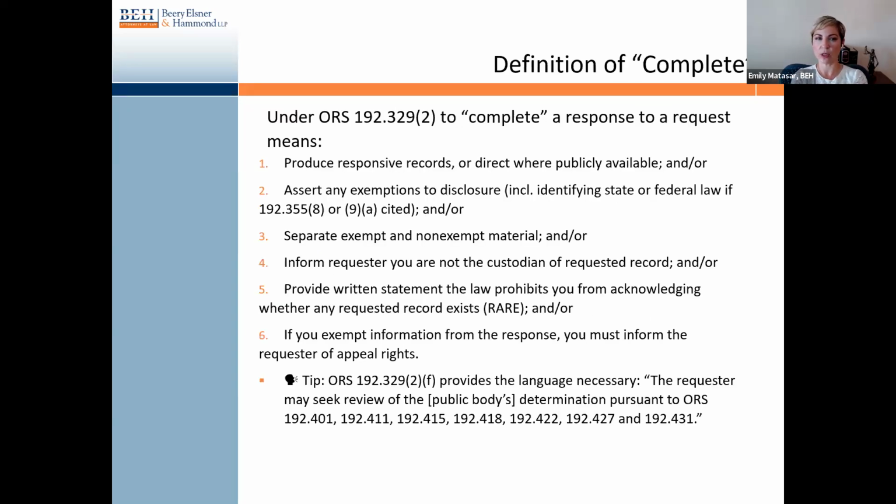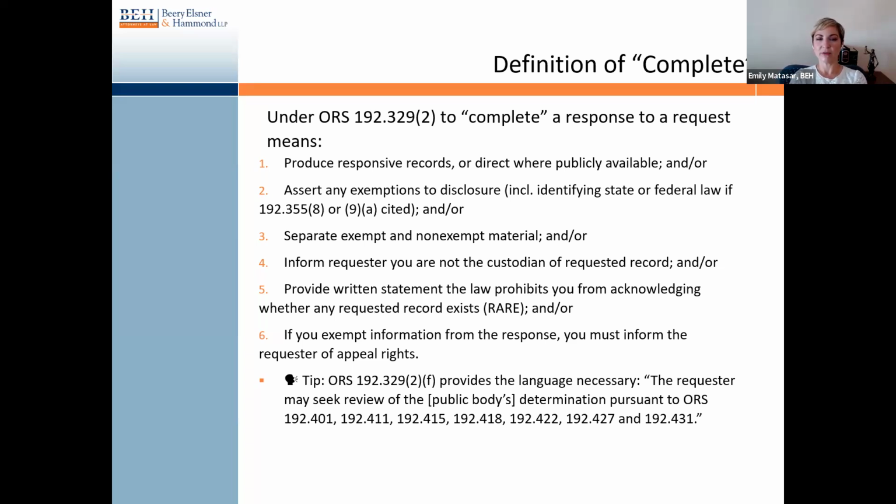Okay, so back to what is complete. So you must separate exempt and non-exempt material if relevant. These are all "and/or if it applies in the situation." You must inform the requester that you are not the custodian of the requested record. I think that's the follow-up to if you said you were uncertain in the acknowledgement. You must provide a written statement that the law prohibits you from acknowledging whether any requested record exists. That's very rare, probably won't apply at all to anyone here.